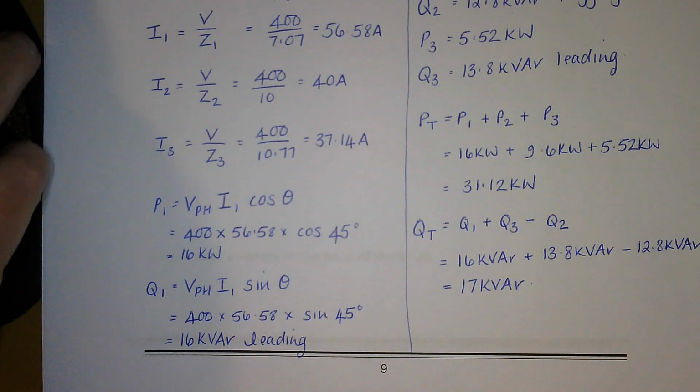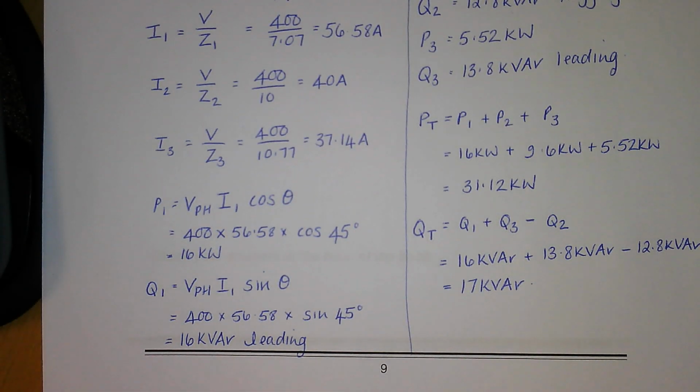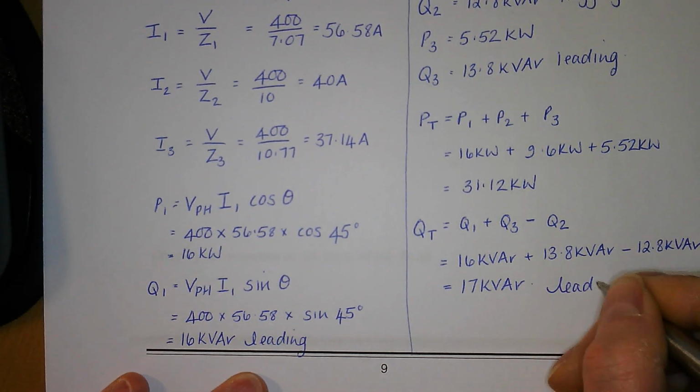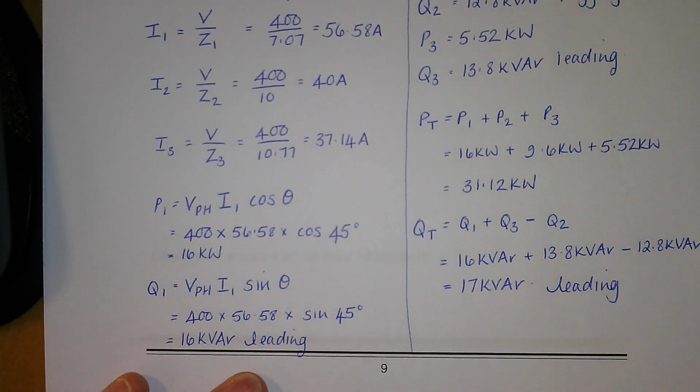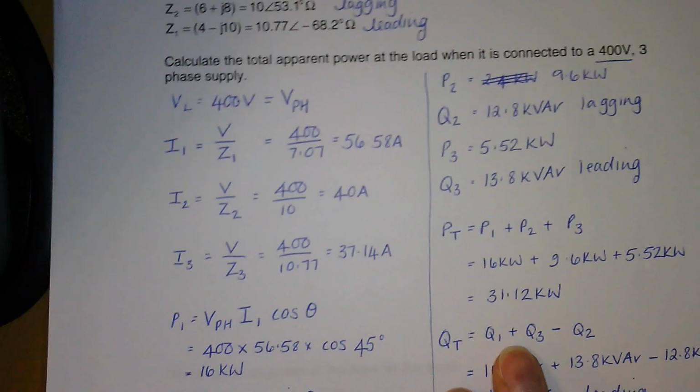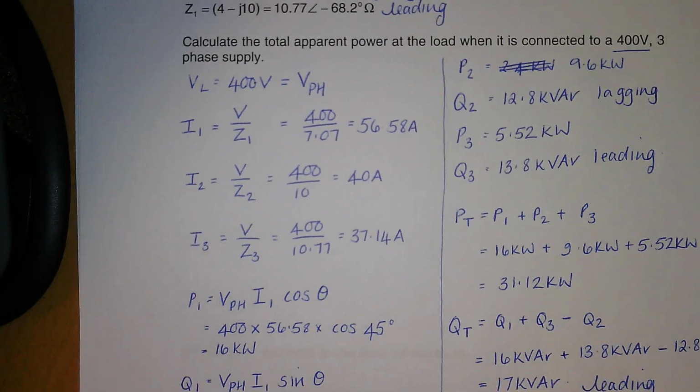And that's the reason why it doesn't make any sense to work out the S's, because the S is going to be the hypotenuse of that overall triangle. So this is going to be overall leading. So when you go to work out your total S, I'm going to use that P and that Q in a triangle.